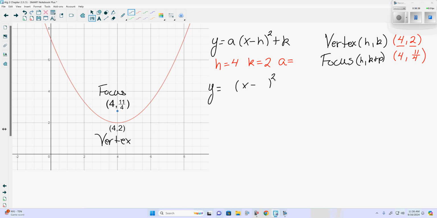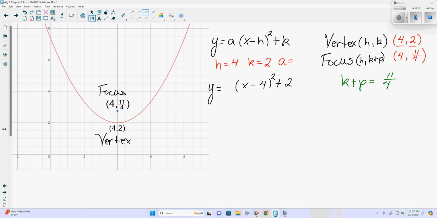Y equals a, we haven't got it yet. We'll get it in a minute. (x minus h), x minus 4, plus k, plus 2. If h was negative in this case, we would have x plus that value, because negative and negative make a plus. Last thing we need to find is p, because once we find p, we can find the number that goes in front of the parentheses. Questions on any of this so far?